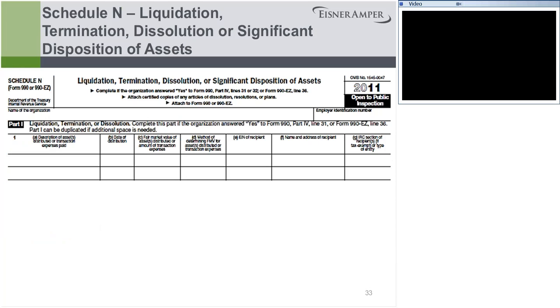Schedule N: liquidation, termination, dissolution, or significant disposition of assets. There is a box, again, in the core form that basically says whether or not you're going to fill this out. If you check that, then obviously a reader is immediately going to want to go to the schedule and see what's going on. Are you guys going out of business? Are you terminating a particular branch of what you do? Did you give away a huge part of your endowment? Why is this happening?